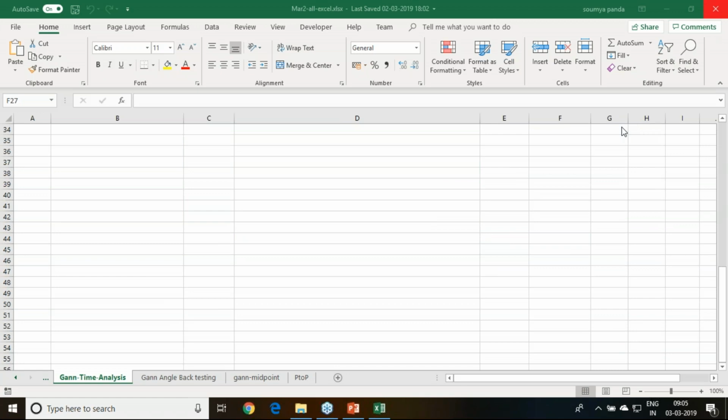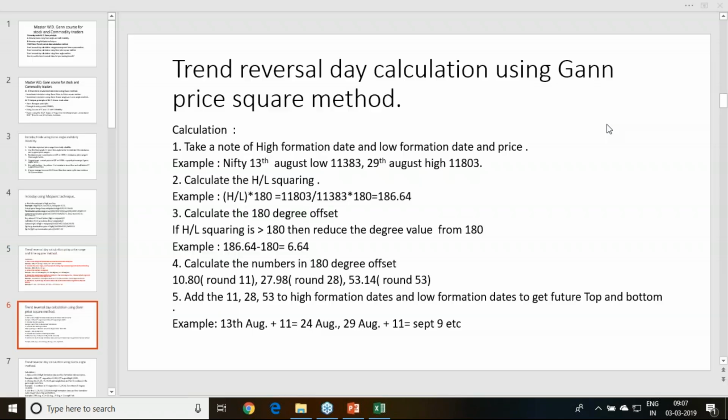Now we'll move to today's session. Some new techniques we'll learn. This square method is the method we are going to use for calculating the trend reversal date.